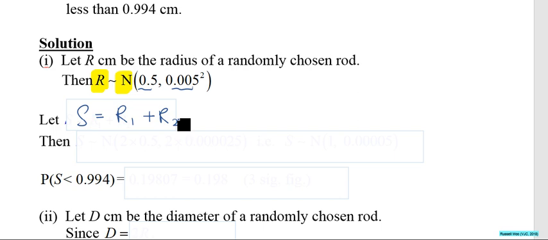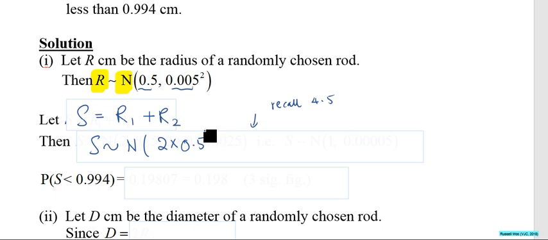Now, we learned earlier, recall 4.5, right? If R is a normal distribution, because R1 is independent, R2 is also a normal distribution. R1 plus R2 is also a normal distribution. What is the mean of R1 plus R2? It's the sum. So what is the mean of R1 plus R2? So S belongs to a normal distribution, 2 times 0.5.